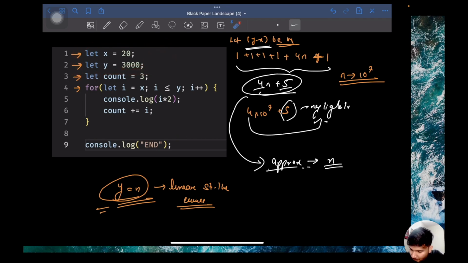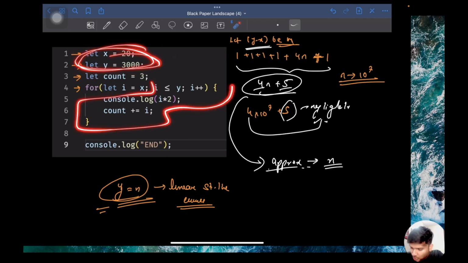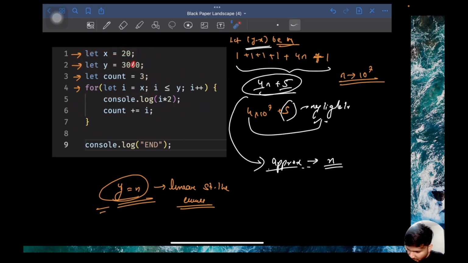But based on their values, the for loop changes. Let's say now, instead of 3000, I make it 30. Then this for loop will execute only 10 times. If I make it 300, this for loop will execute approximately 280 times. So based on this input, the for loop changes. That means the for loop is kind of dependent. That's why we generalize that if there are n iterations of the for loop, every for loop does 4 instructions every iteration. So that's why 4n. So that's what we have to do.